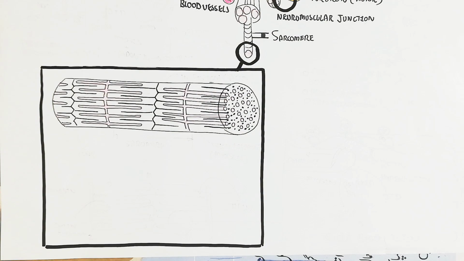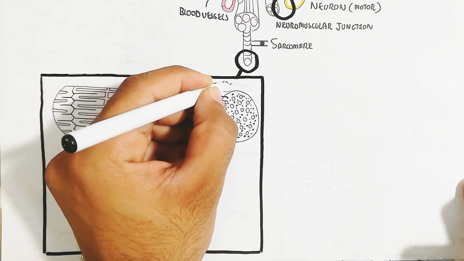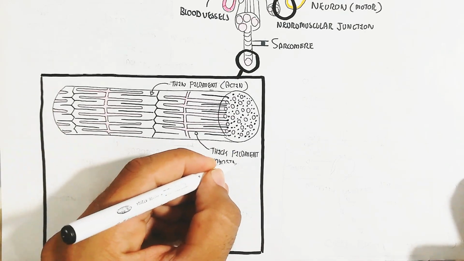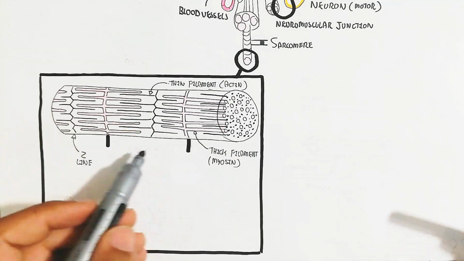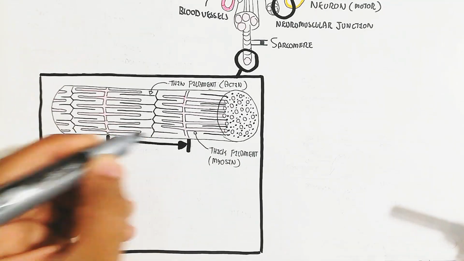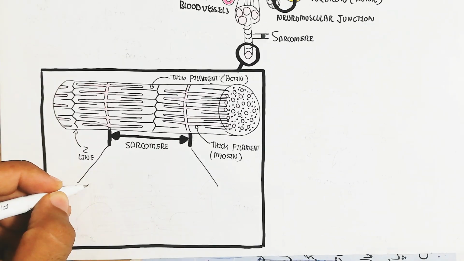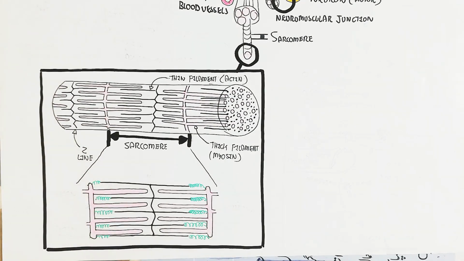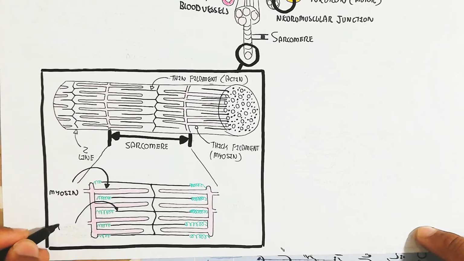Let's understand the myofibril. The myofibril contains a repeated unit known as the sarcomere. This contains the thin filament actin, the thick filament myosin, and troponin is also present. This is the Z line, and between one Z line and the next is the sarcomere. But remember, it contains the I band and the A band, isotropic and anisotropic bands. The isotropic band is due to the actin, while the anisotropic band is due to the myosin.